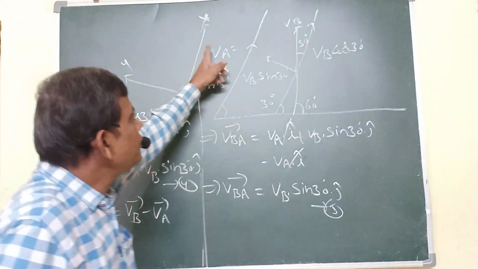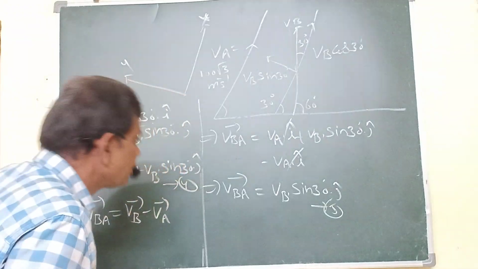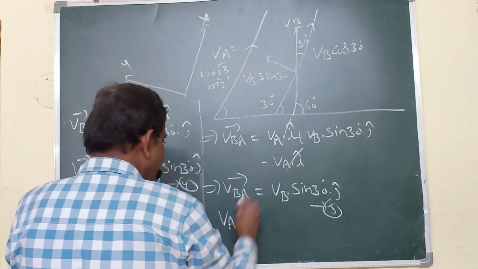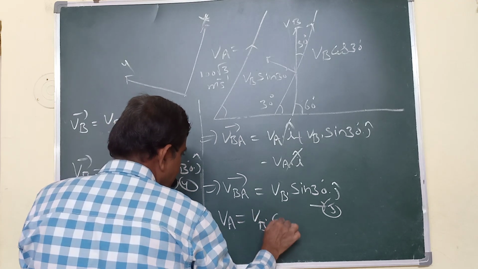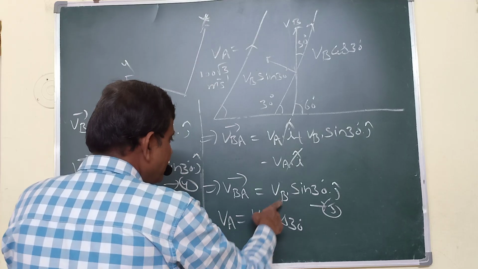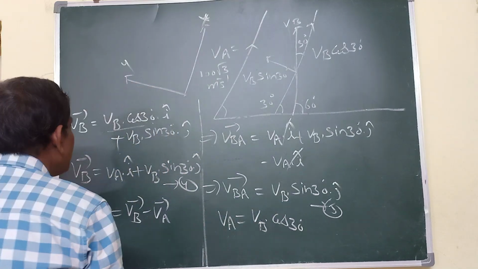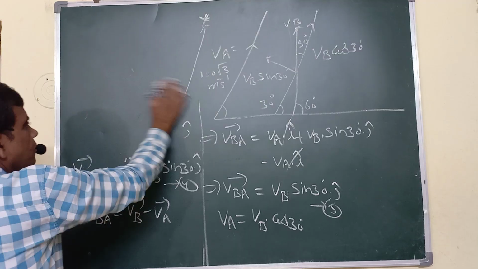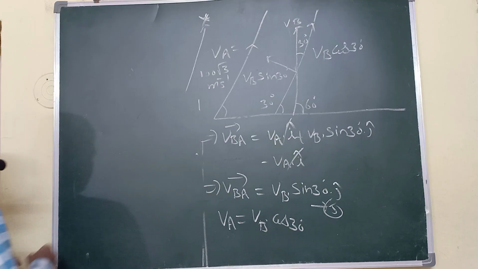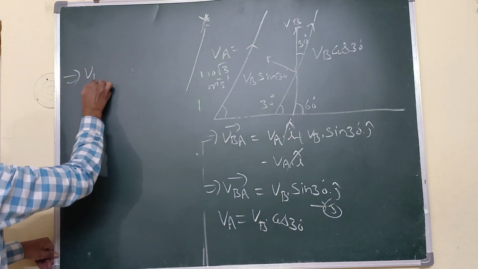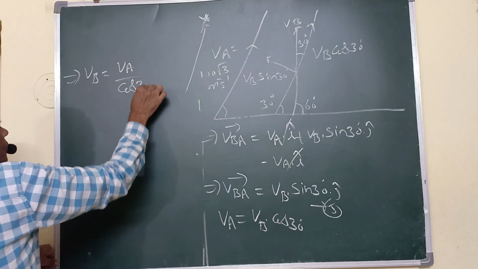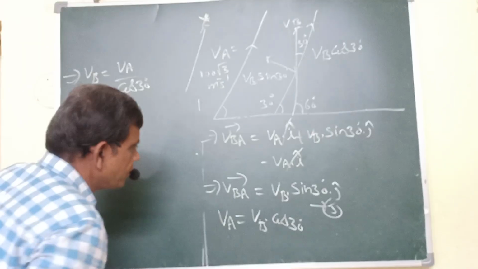But actually here what came? VA equal to VB cos 30 came. I already wrote that initially, again I am writing: VA equals to VB cos 30. So what about VB? VB equals to VA by cos 30. So this value substitute in the fifth equation.